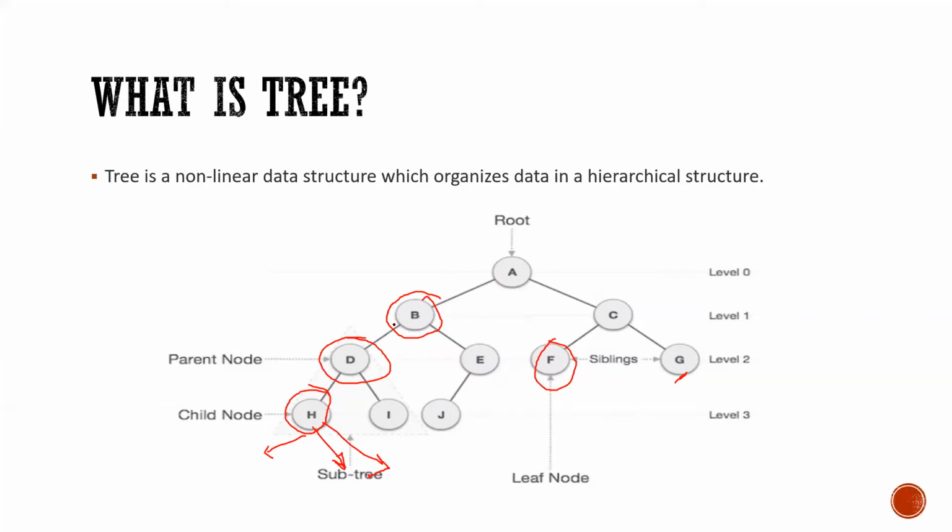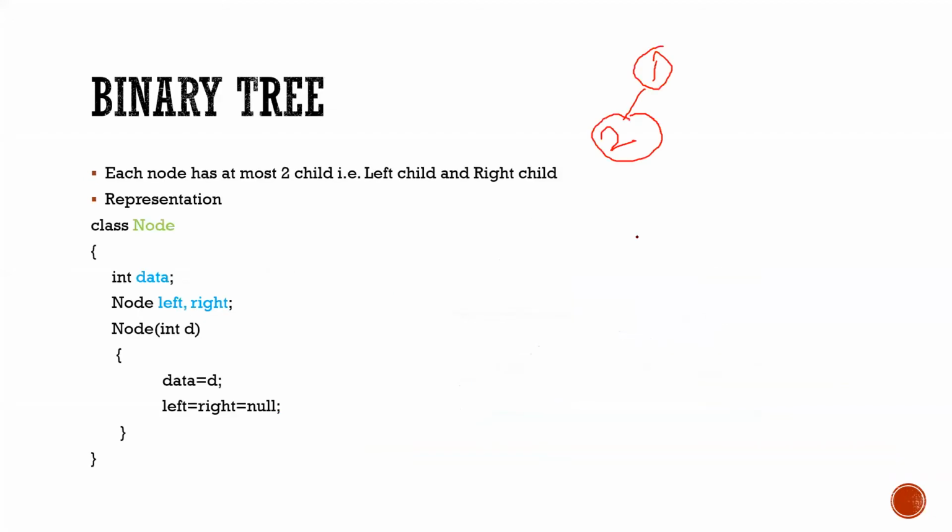But the child node can be different. You got me right. B, D, H after A, except A, all can be child nodes. But if the node doesn't have any child nodes, that's called a leaf node. So, binary tree. Does anybody know what a binary tree is?